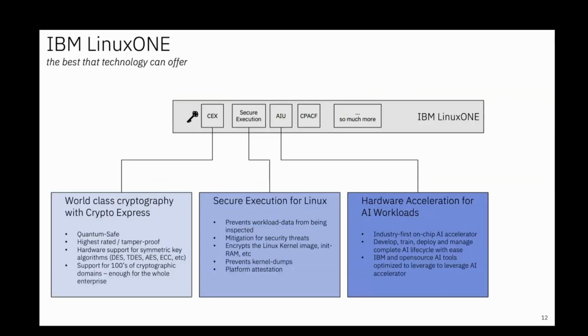So going further, when it comes to the LinuxONE, the core capabilities are the Crypto Express cards with the HSM, which is at the highest level, FIPS 140-2 level 4.